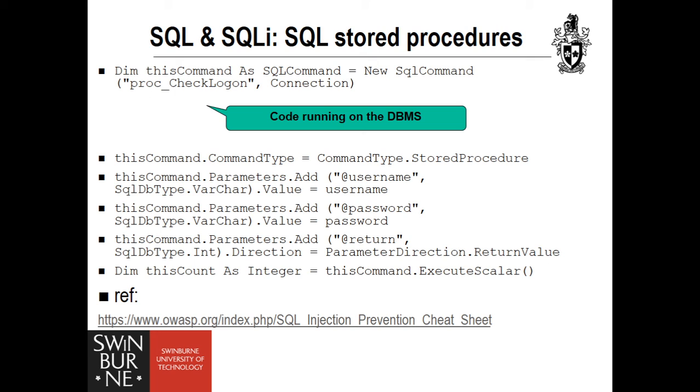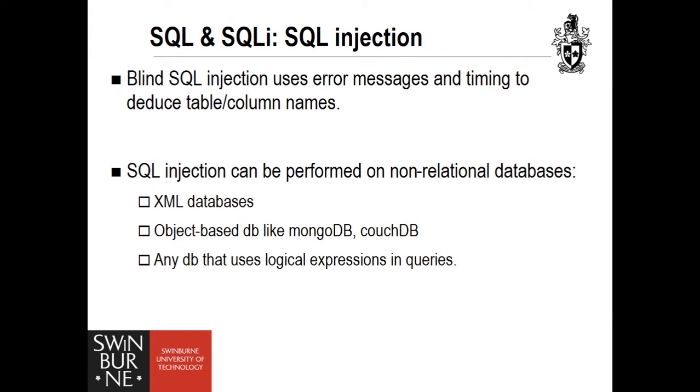This is the example of the SQL stored procedure. Blind SQL injection uses error messages and timing to deduce table or column names. It can be performed on non-relational databases such as XML databases, object-based databases like MongoDB, and any database that uses logical expressions in queries.